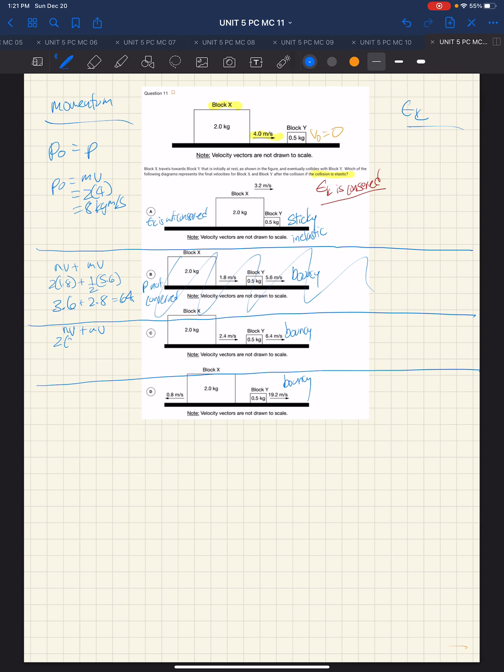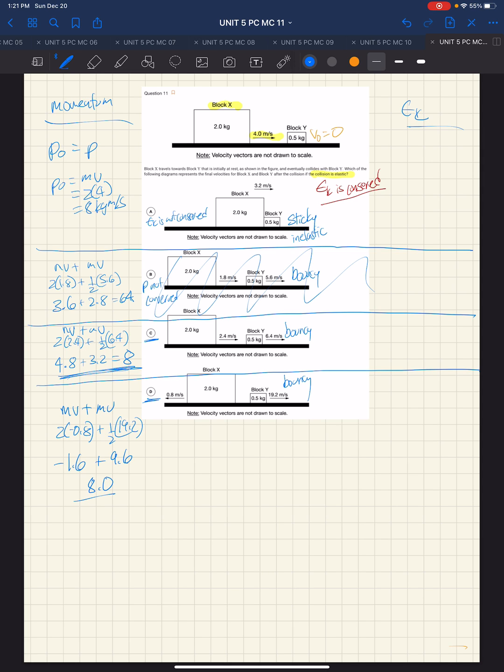Choice C, again, we have two particles, mv plus mv. So we have 2 times 2.4 plus 1/2 times 6.4. So 4.8 plus 3.2 is 8. It looks like, at least in terms of the momentum, we have the possibility of choice C. And now we'll look at choice D. We have mv plus mv: 2 times minus 0.8, and the other one is 1/2 times 19.2. So that's minus 1.6 plus 9.6, which gives us 8.0. So in both of these cases, C and D, the momentum is conserved.